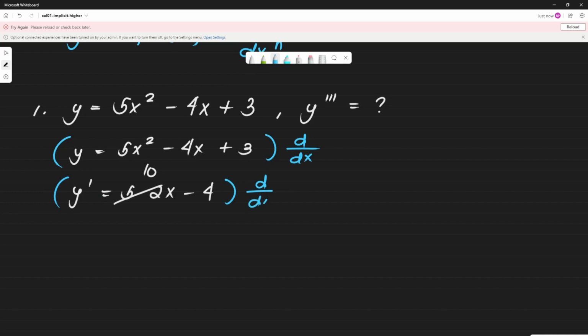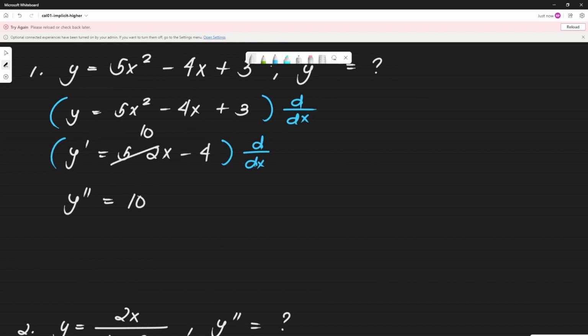Okay, for our second derivative. So, we'll have y double prime is equal to, the derivative of 10x is simply 10. The derivative of negative 4 is 0. So, y double prime is equal to 10. And we have y triple prime. No, y triple prime yung pinapahanap sa atin. Kunin lang ulit natin yung derivative. So, y triple prime is equal to 0 na. So, this is our answer. Kasi yun yung pinapahanap. Y triple prime.